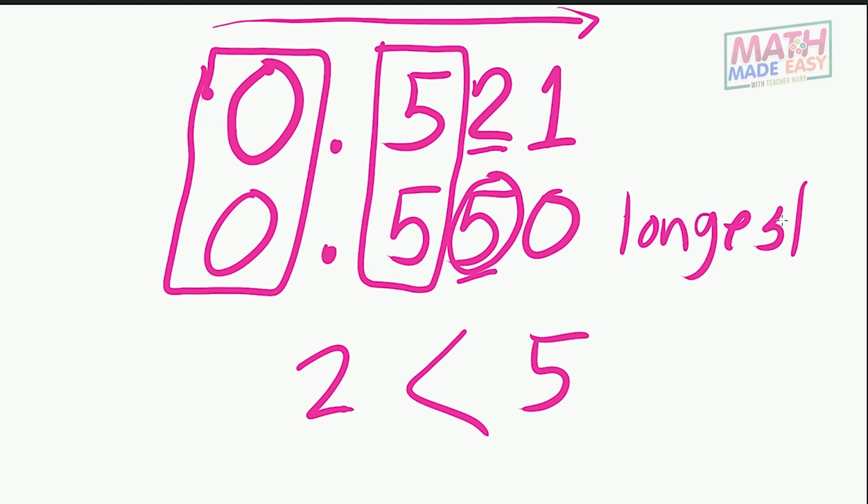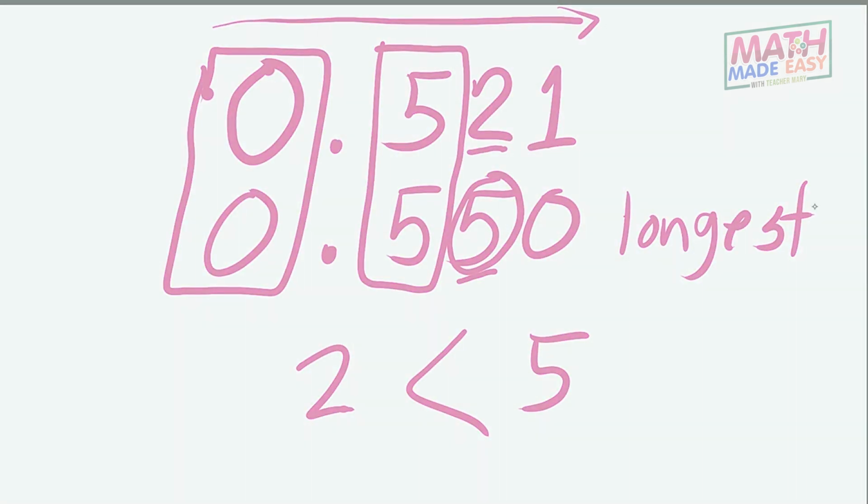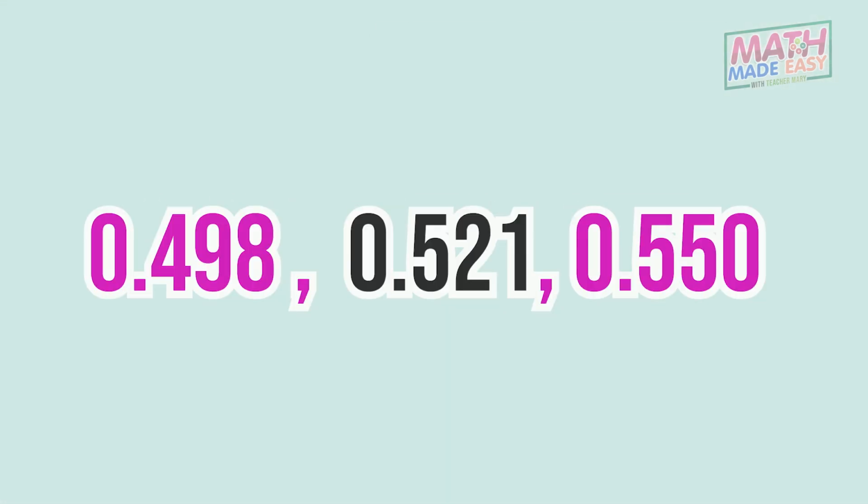If we will order these decimals from least to greatest, we will have 0.498 as the least, then followed by 0.521, and then 0.550 as the greatest.